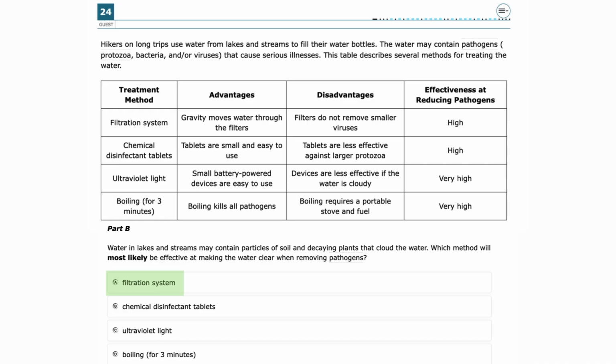Chemical disinfectant tablets. These kill pathogens, but they don't remove particles. The water may still look cloudy after treatment. Ultraviolet, UV, light is very effective at killing pathogens, but the table says it's less effective if the water is cloudy. That means particles in the water interfere with how well it works, and it won't make the water clearer. Boiling for 3 minutes. Boiling kills all pathogens but does not remove particles, so the water stays cloudy.